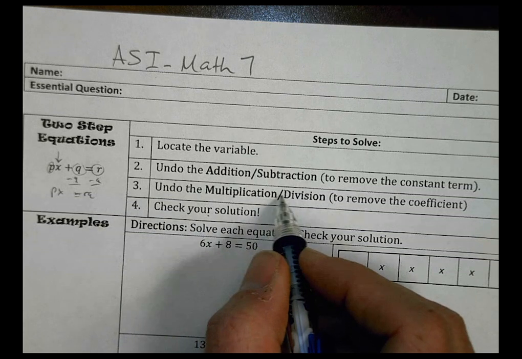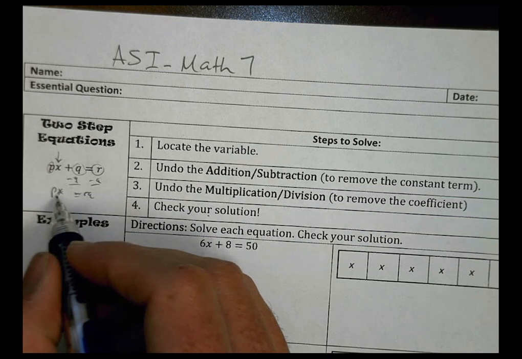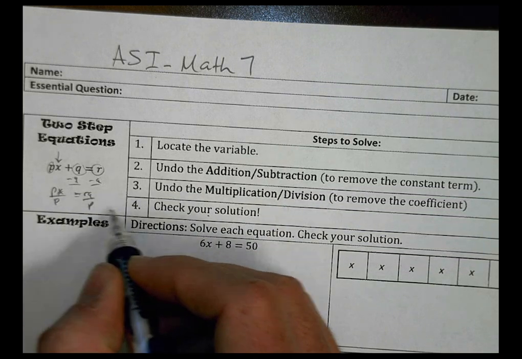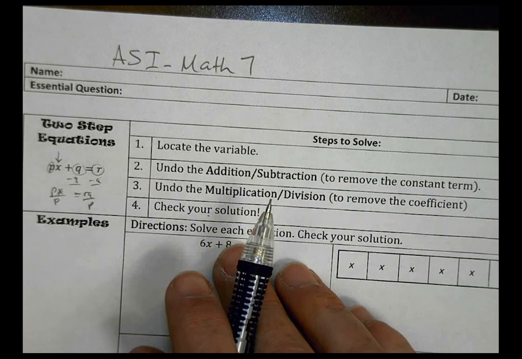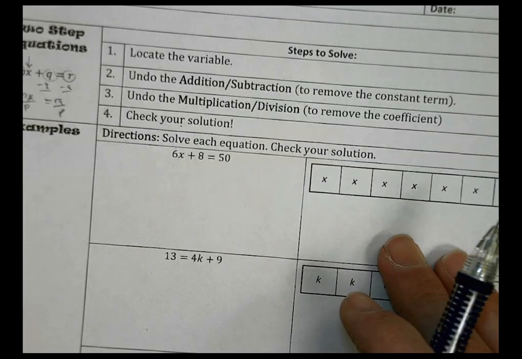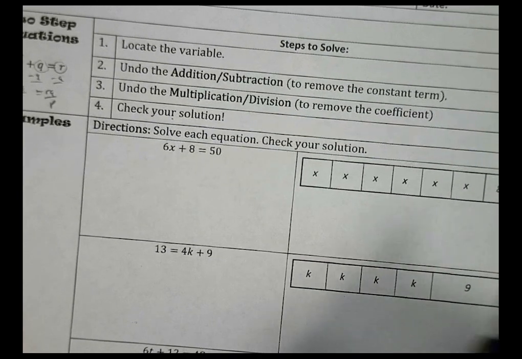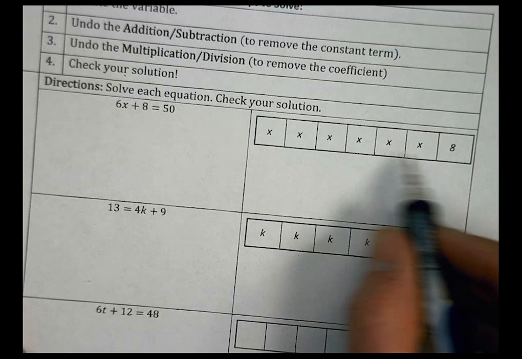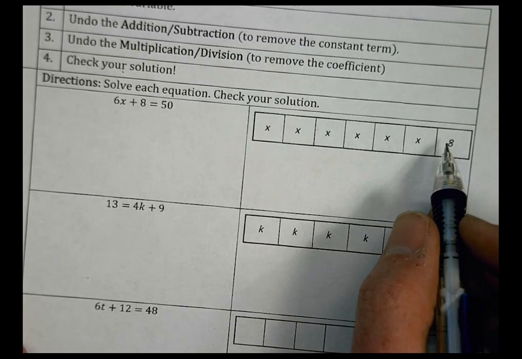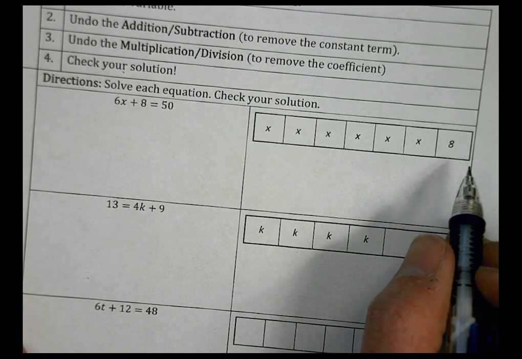And then undo the multiplication with division. We do the opposite here in order to get the x by itself, and then we check our solution. So those are the basic steps, and we're going to practice them here with some things you did in class today. And so we have an equation on one side, and we also have this tape diagram on this side here, which is a great way to visually show what's happening.